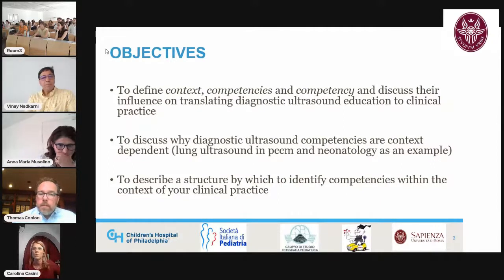And I'm going to really focus in on lung ultrasound because in particular, lung ultrasound is something that in Italy is emerging, and not just emerging, but is very well done and is advancing at a rapid pace. And I know that you're going to have a lecture shortly on lung ultrasound in your clinical practice. And I'm going to describe the structure by which you can identify competencies that are going to be relevant to you in your clinical practice.